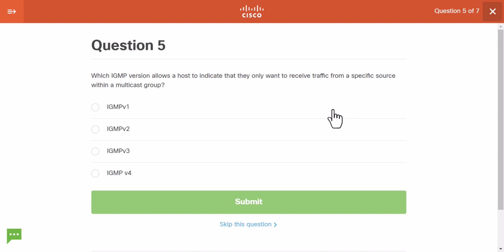Which IGMP version allows a host to indicate that they only want to receive traffic from a specific source within a multicast group? This is IGMP version 3 for sure. And this is, I guess, only one functionality which was added in version 3 on top of what existed before. So basically, the host can not only say, I want to listen for this specific multicast group, but also I want to listen for this specific multicast group which is served by this specific source, and indicate the unicast IP address of the source. And I think IGMP v4 doesn't exist yet, or it's not mentioned in the course at all. There are 3 versions of IGMP which are discussed in the course.